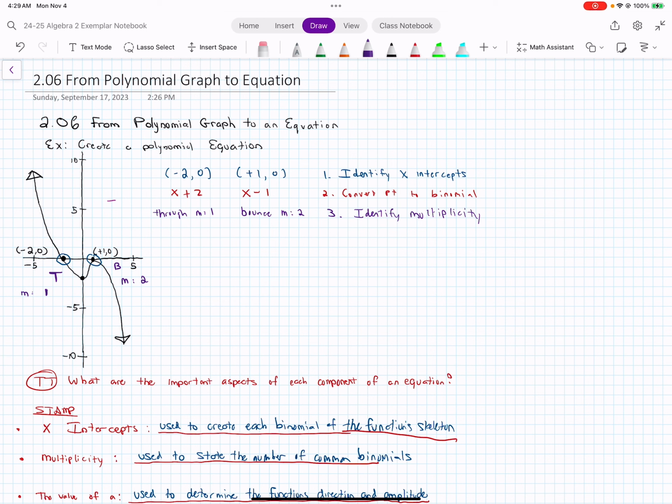Alright. Once you've done that, we're going to write in factored form. So it's going to be f of x equals x plus 2 to the first power, that's that multiplicity, x minus 1 squared, where we're going to have a. Sorry for the mistake. So this is what we called writing in factored form.